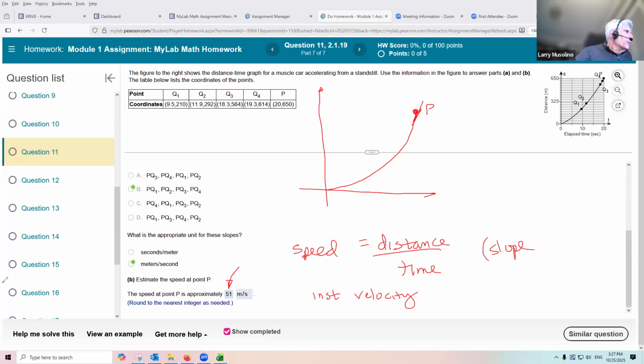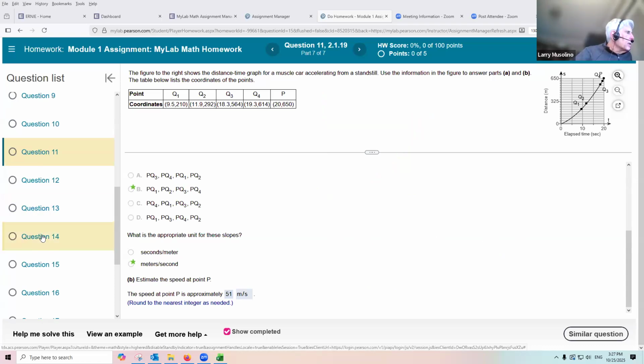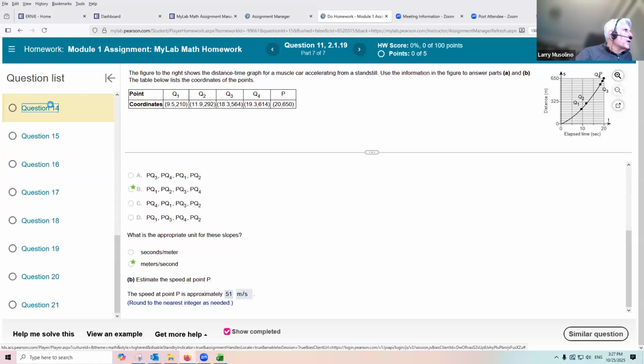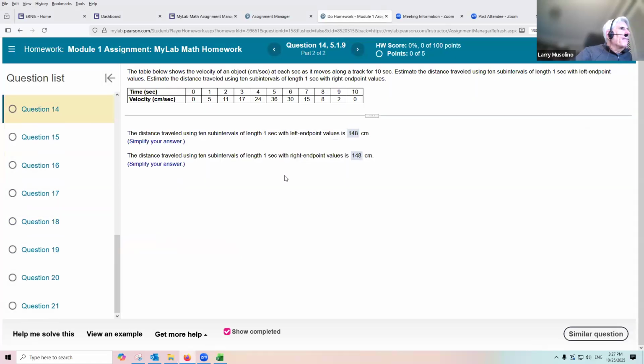All right, let's go to another example. Yeah, let's do this one. It says the table here is velocity of an object each second as it moves along a track for 10 seconds. Estimate the distance traveled using 10 subintervals of length 1. And they're asking me to use left endpoints and then right endpoints.